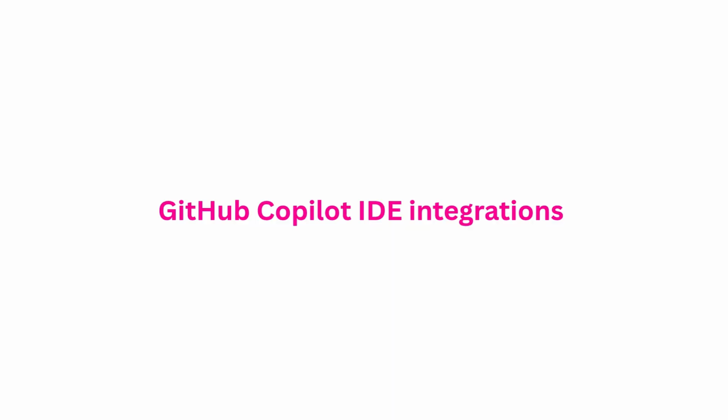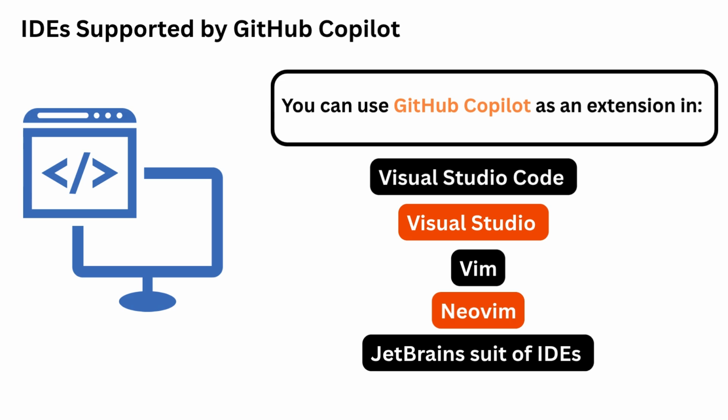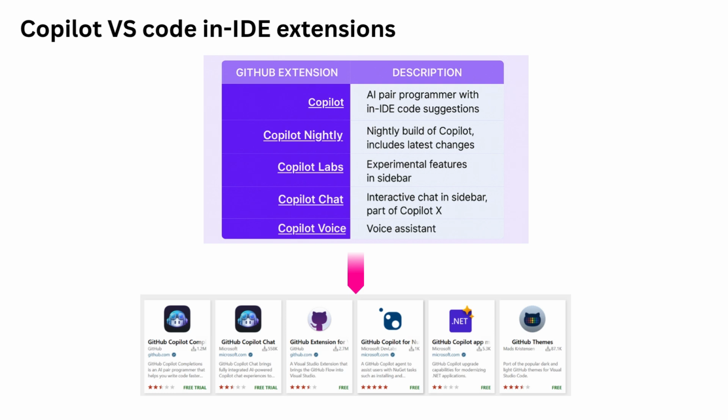IDE integrations supported by GitHub Copilot. You can use GitHub Copilot in the following IDEs: Visual Studio Code, Visual Studio, Vim, Neovim, and JetBrains IDEs, for example IntelliJ IDEA, PyCharm, and WebStorm. Copilot versus code extension and use cases. GitHub Copilot offers various tools and plugins that serve specific development needs.